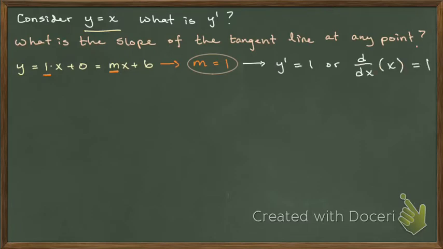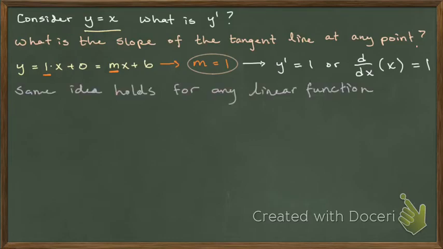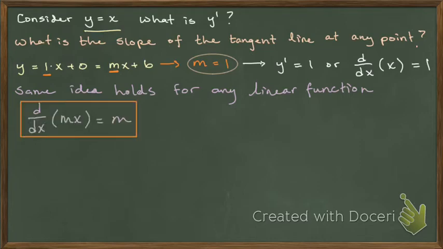And this is going to hold for all linear functions, this idea where the slope is the same for any x. That's true for any linear function with a slope, say, m. So the derivative of anything like m times x is just going to be m, the slope, okay?